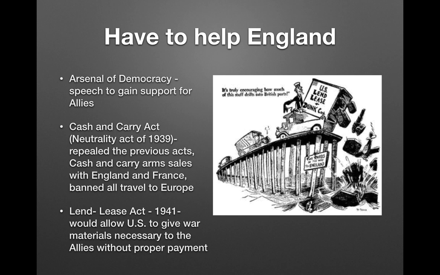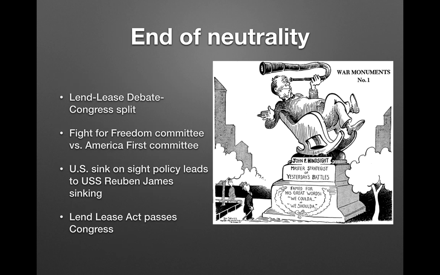And there's some debate in this, and it goes back into other things. But you can see here this cartoon by Dr. Seuss, the U.S. Lend-Lease Dunk Company, two-thirds of the way to England, and then they could take it from there. Now, the end of neutrality has to do with the Lend-Lease debate in which Congress is split. And so you can see here war monuments, Dr. Seuss, John F. Hindsight, master of strategy of yesterday's battles, famed for his great words, we coulda and we shoulda. A lot of people are afraid that if we don't act against Hitler, we could be this whole idea.